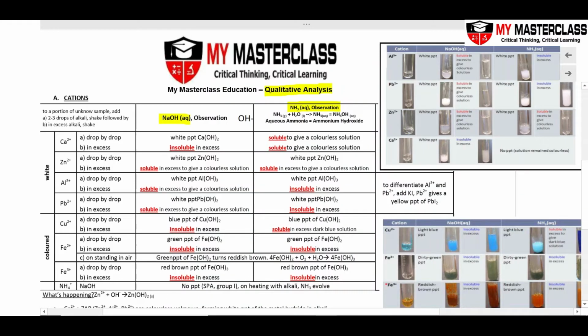Hi students, in this chapter we are going to look at qualitative analysis. This is one big chunk of your O-level practical, and this whole chapter can also be tested in the theory. So it is very important for us because the practical takes up about 20% of your overall paper. Qualitative analysis helps us to identify the unknown solution.